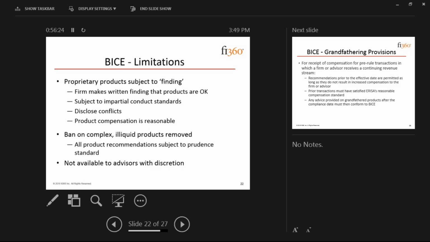Last point, advisors that take discretion are not going to have this exemption available to them. In other words, you're not going to be able to get an exemption if you're engaged as an advisor with discretion and you want to continue with non-level comp, indirect compensation that has the inherent conflicts. If you're going to take discretion, you're going to have to remove those conflicts and operate under what has been the traditional ERISA fiduciary standard.